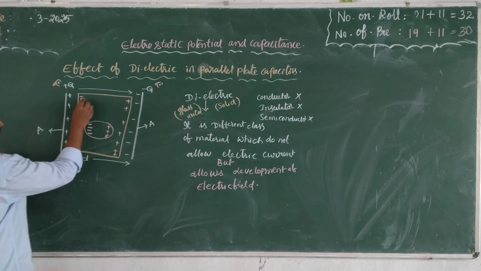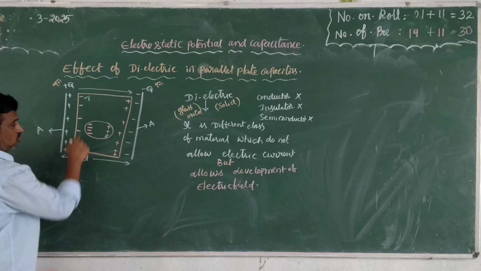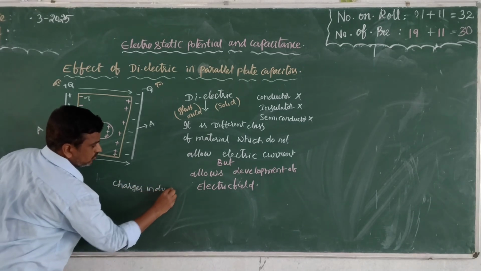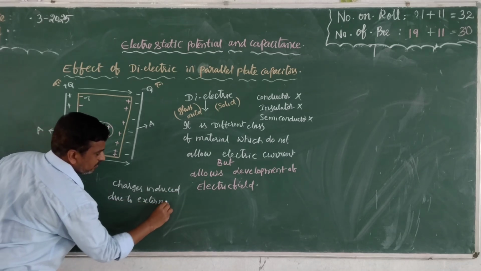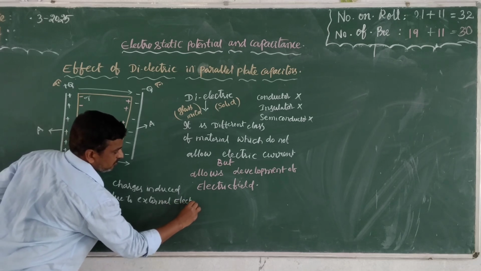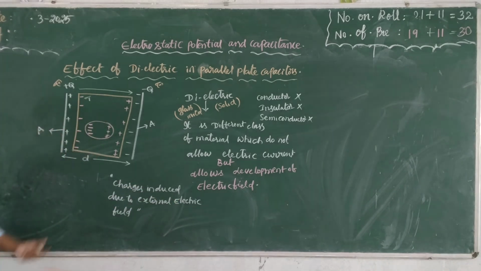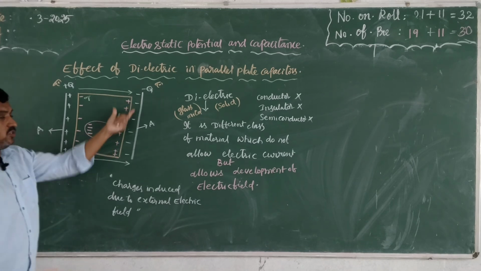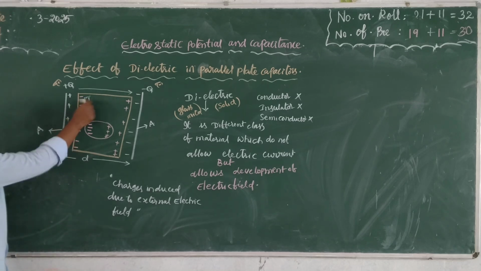We can write here sigma I, meaning charges are induced. Charges are induced due to the external electric field. Due to that, one face is negatively charged and the other is positively charged, induced charges. That's why we can write it as the induced surface charge density.